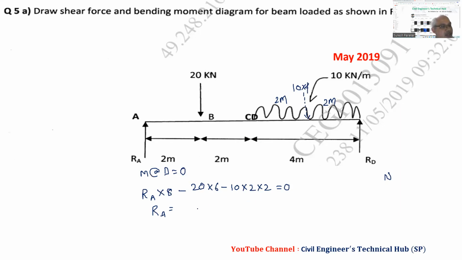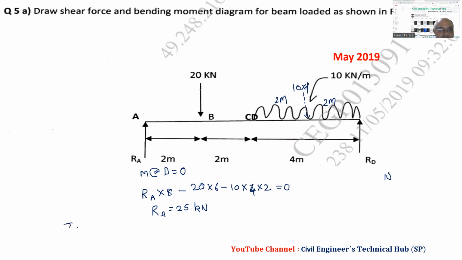And then we will get the value of RA. Just a minute. Let me check it: we have 20 into 6 plus 10 into 4 into 2, that is 120 plus 80, which is 200, divided by 8. So yes, the value is 25 kilonewton.